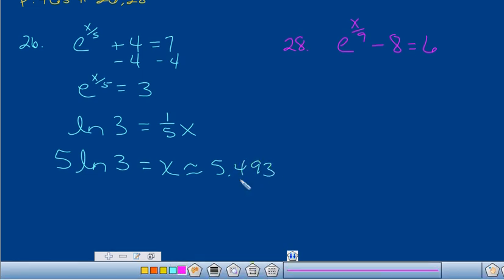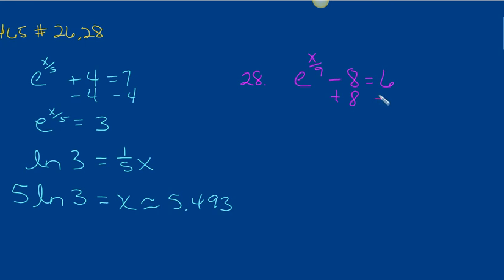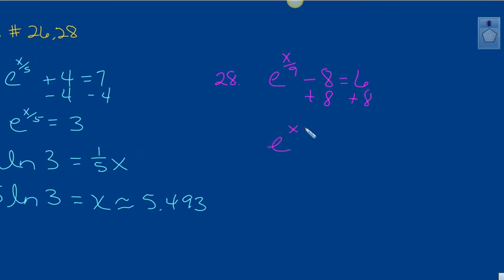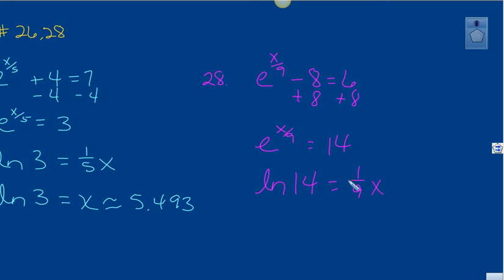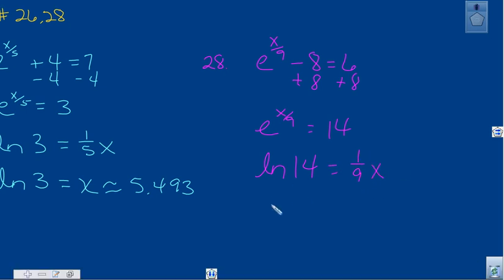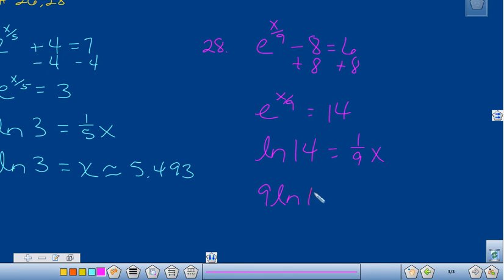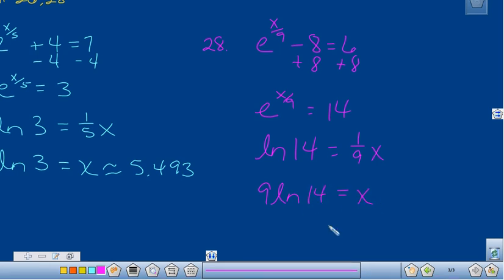And the last question, let's start by adding 8 to both sides. e to the x over 9 is equal to 14. And it's isolated, so let's change it back to a logarithm. The logarithm is the exponent, so it's going to be the logarithm of 14 is equal to the exponent. And now what you can do is multiply both sides by 9. And that's going to be equal to x. When you put that into your calculator, that's approximately equal to 23.752.